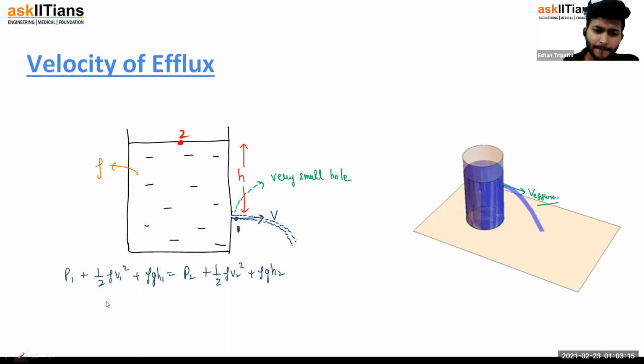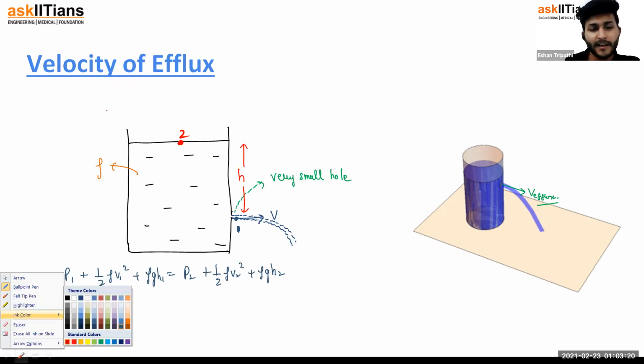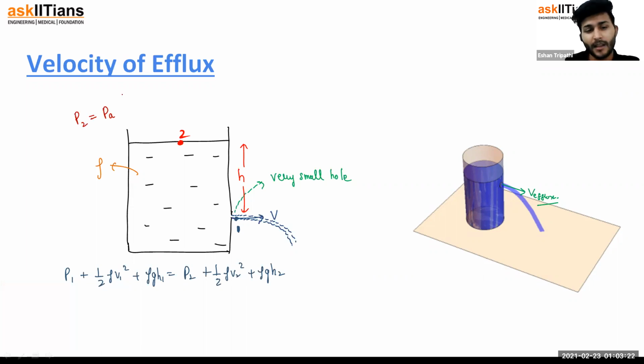Do we know pressure at any point? Think about it. Yeah, we do. Pressure at point 2 is definitely atmospheric pressure. It's open to atmosphere, right? Point 2 is at the top, open to atmosphere. It's atmospheric pressure. The question is, do you know the pressure at point 1? What is the pressure at point 1? Think about this.